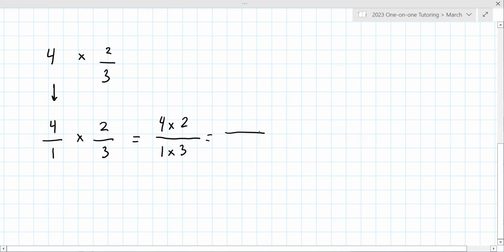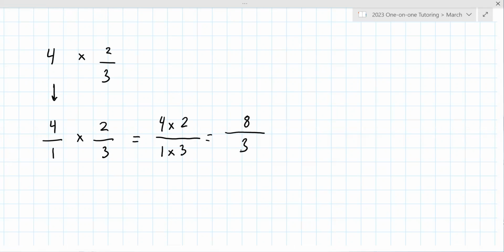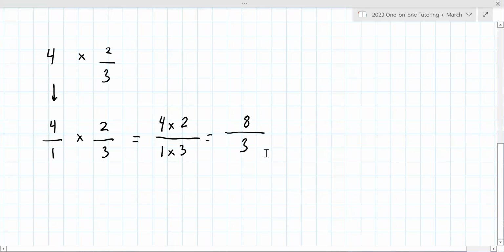4 times 2 is 8. 3. Yeah, 8 over 3. Okay, and this is again where you got to look at it and be like, is there a way to reduce this? For 2, no. For 3, no. So 3 goes into 3, but it does not go into 8. So we are done at this point.